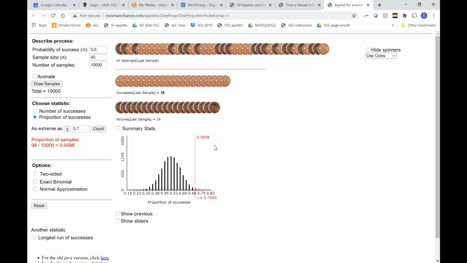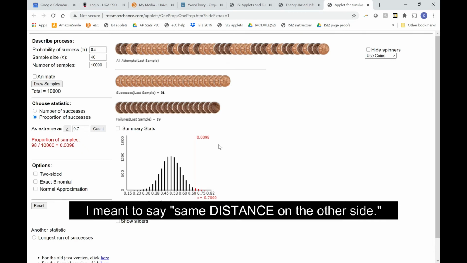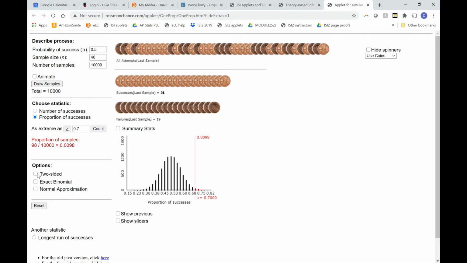But notice right now we're only looking at the values where men say I love you first more than 70% of the time. We also want to consider the possibility that women say I love you first more than 70% of the time. So we kind of have to go the same direction on the other side. If we click here where it says two-sided, this is going to shade not only greater than 0.7, but also less than 0.3. And because this distribution was pretty symmetrical, it's going to pretty much double the p-value.